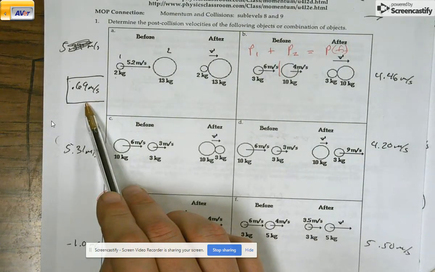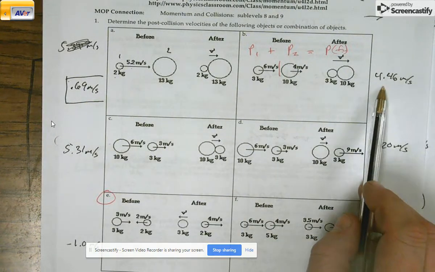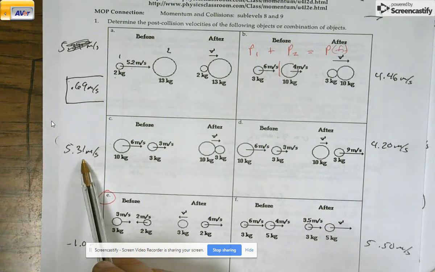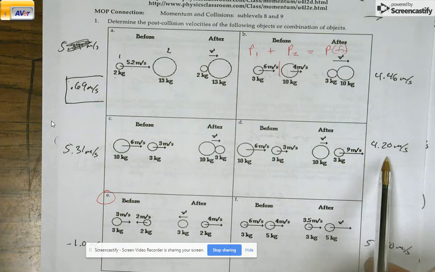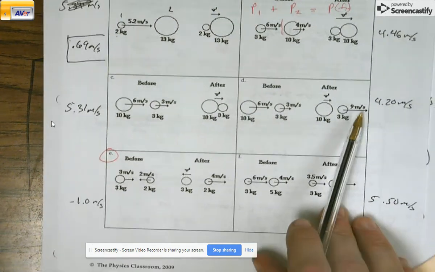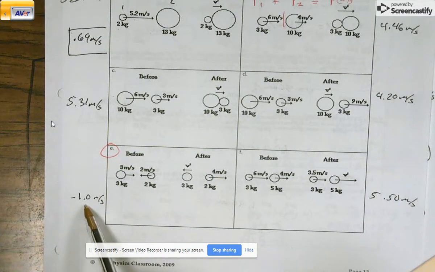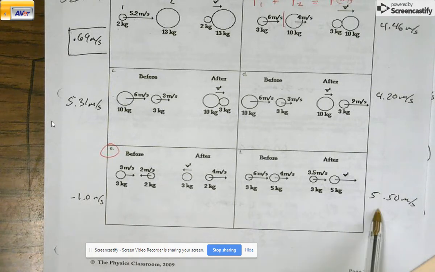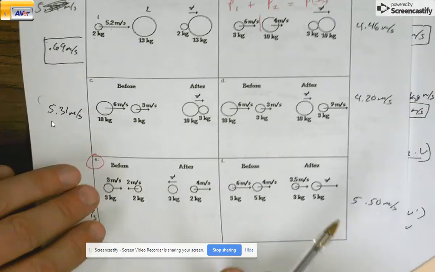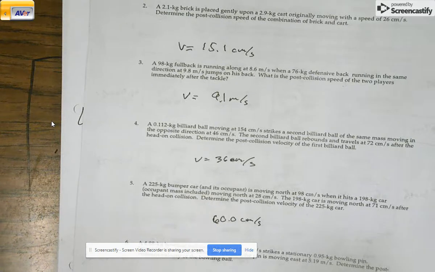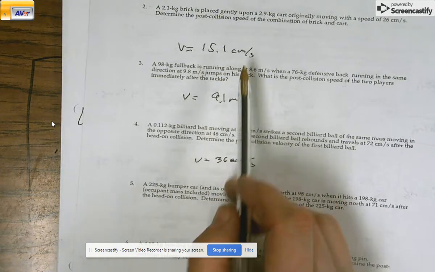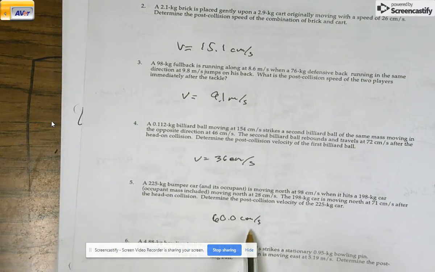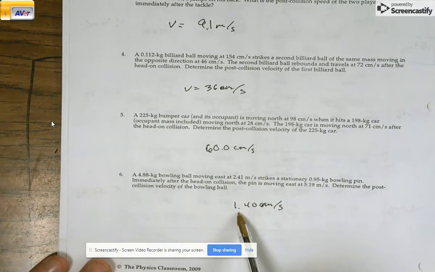On the front side, I probably showed you these in class already. A is 0.69 meters per second. B is 4.46 meters per second. C is 5.31 meters per second. D is 4.2 meters per second. E is negative 1 meter per second, the one we just did. F is going to be 5.5 meters per second. Backside: 15 centimeters per second, 9.1 meters per second, 36 centimeters per second, 60 centimeters per second, and 1.4 centimeters per second.